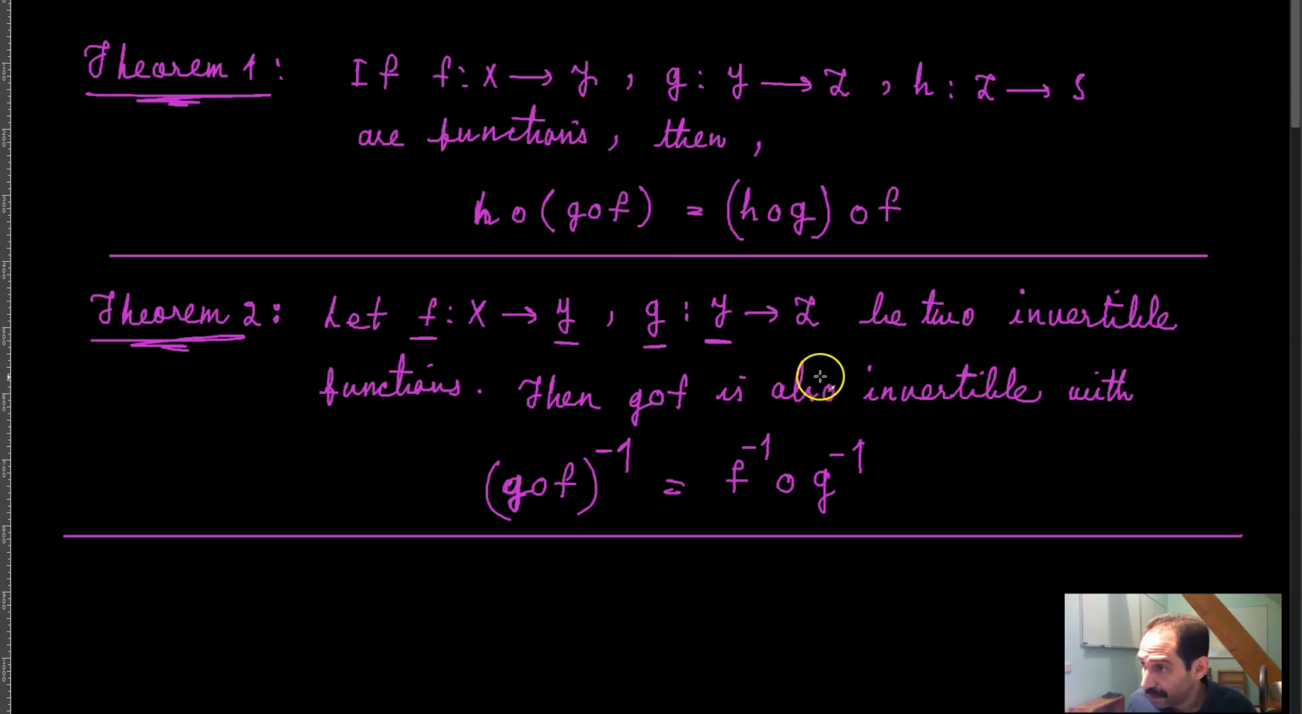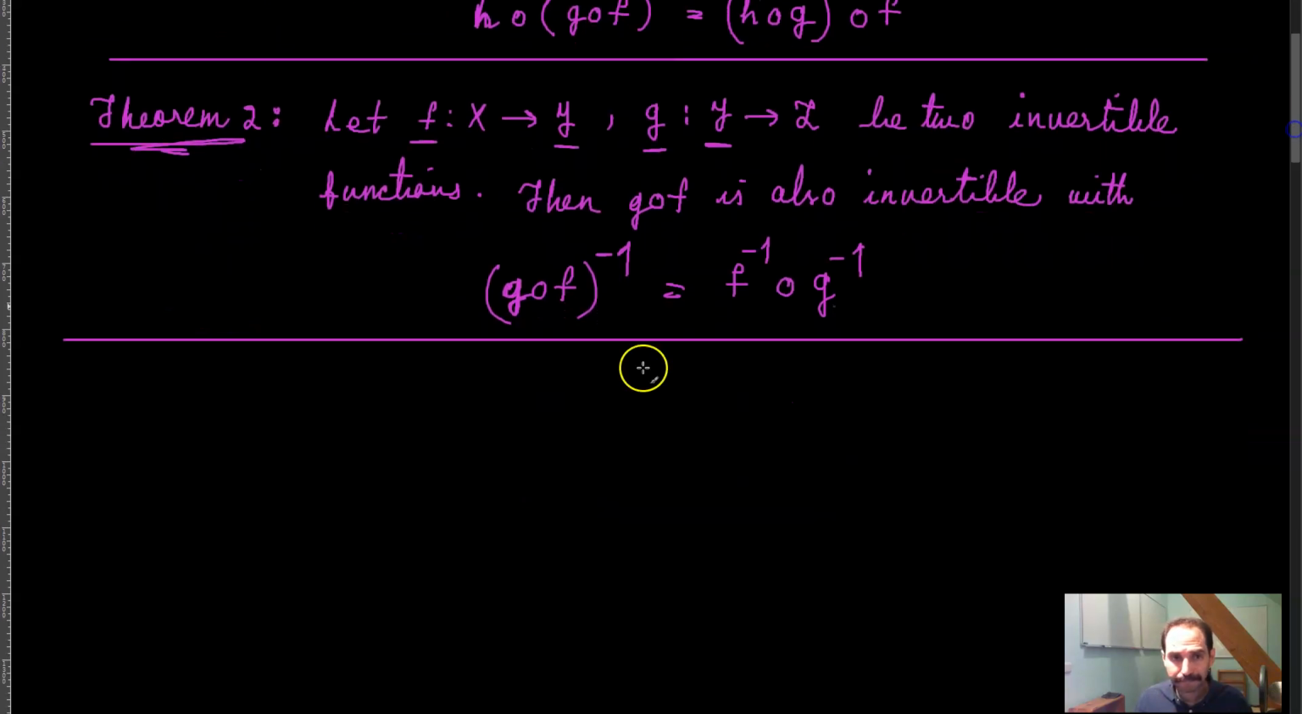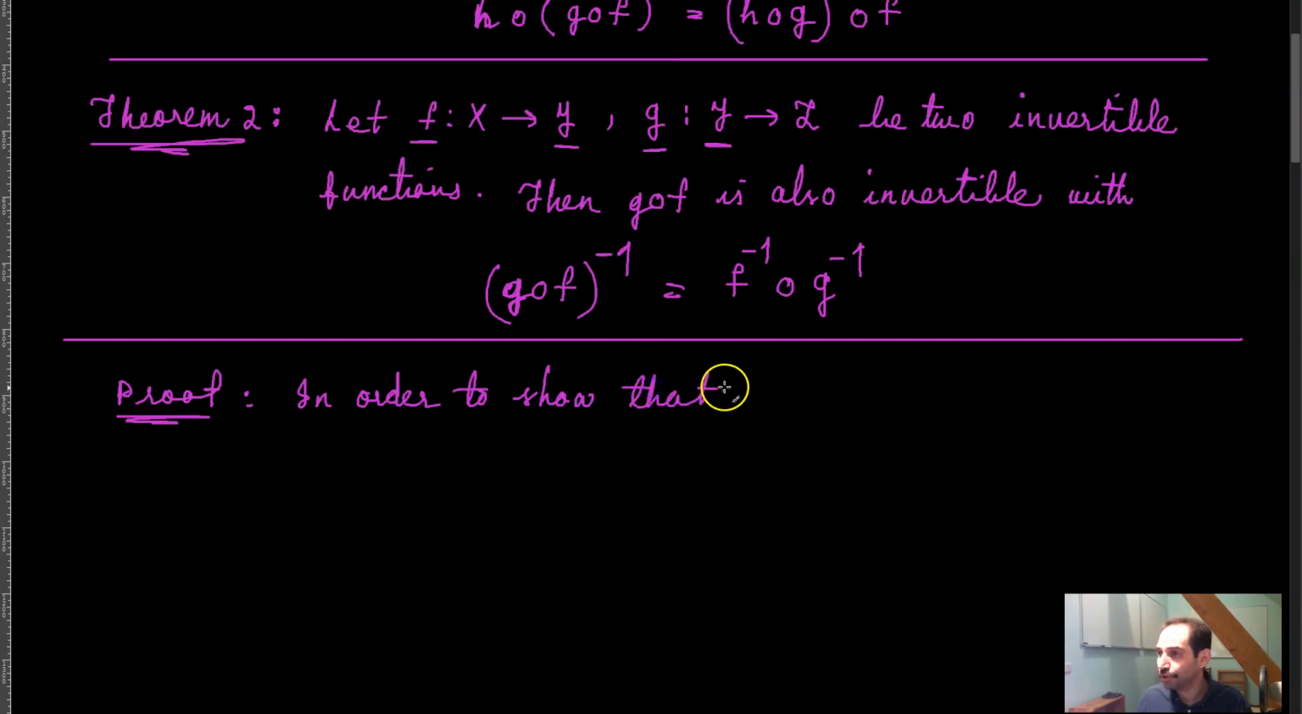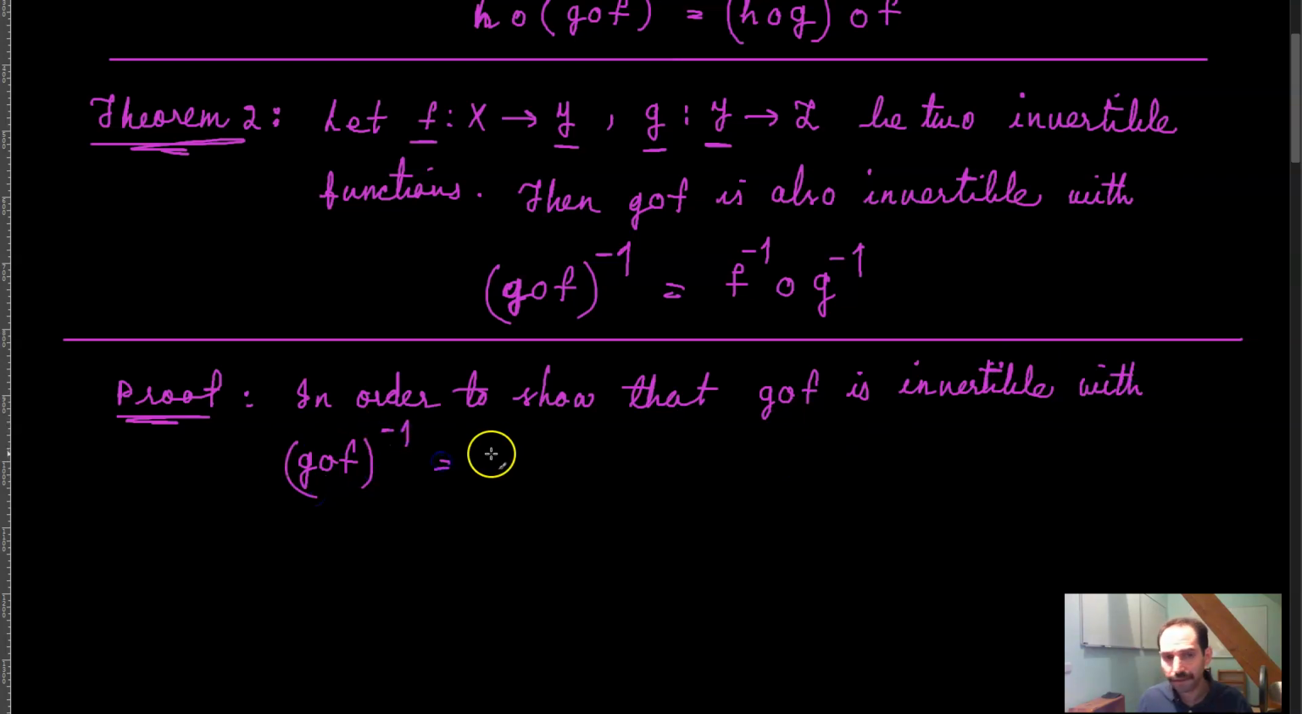And in order to prove this theorem, basically to show that GOF is invertible, the proof for this theorem would be: in order to show that GOF is invertible with GOF whole inverse being the same thing as F inverse composed with G inverse.